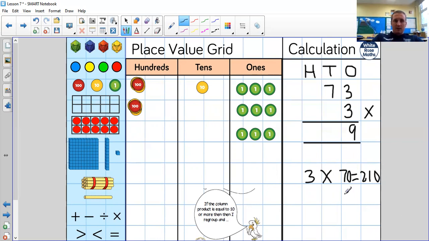So my answer is quite rightly, as it says in the place value grid, 210 and 9 1s. So my 1s are 9. I've got 2 100s, 1 10 and 9 1s. My answer, 219.